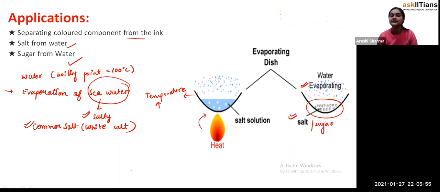So that is the evaporation, student. In evaporation, one substance should be volatile in nature. Here the water is volatile, and the salt is non-volatile, and even the sugar as well. So when you increase the temperature, water reaches its boiling point and evaporates into the atmosphere, and we are just left with salt or sugar. So that is the application of it.